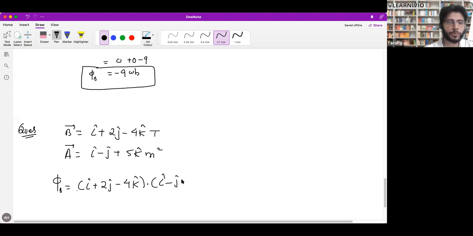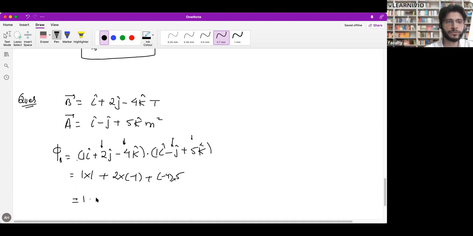Amalia, when we take the dot product, then we don't write i cap, j cap, k cap. See, the coefficient of i cap is 1 here, and 1 here. So multiply 1 with 1. No i cap. The coefficient of j cap is 2 here, and -1 here. So multiply 2 with -1. The coefficient of k cap is -4 here, and 5 here. So it's -4 multiplied by 5. So when we write it, this is 1 minus 2 minus 20. It's minus 21 Weber. Amalia, is it clear now?